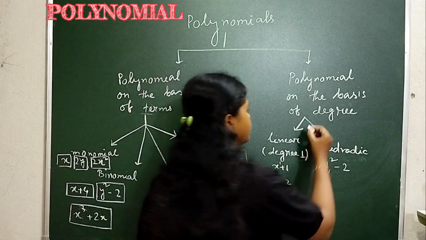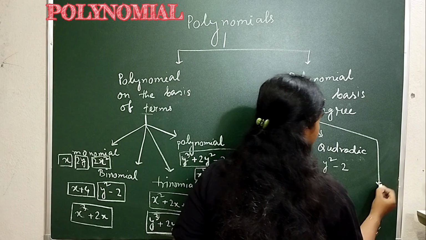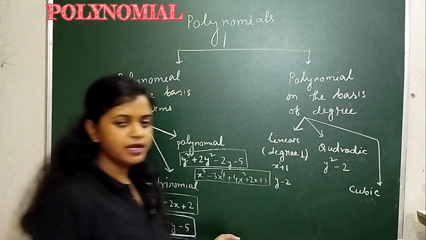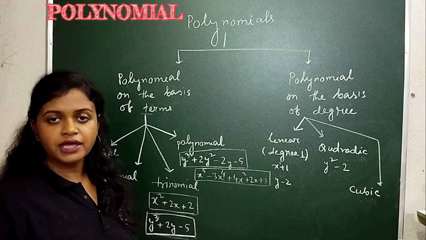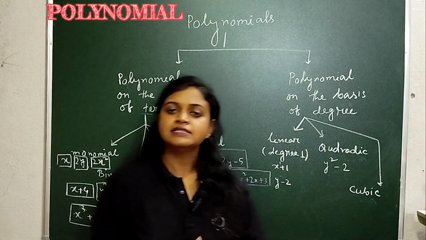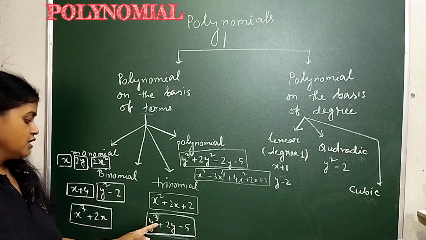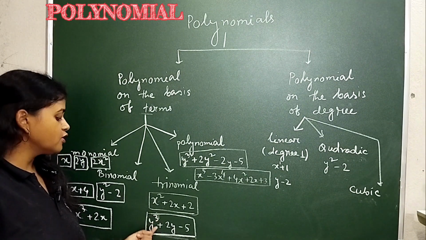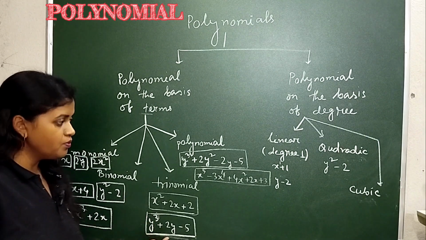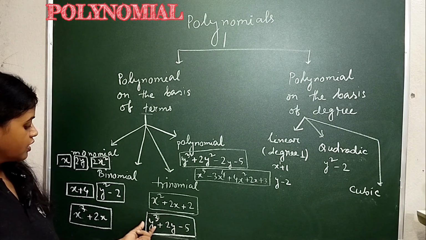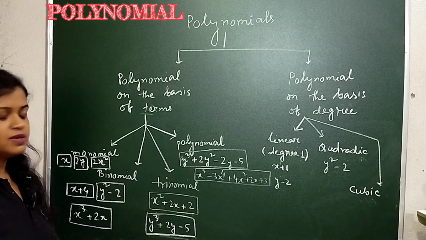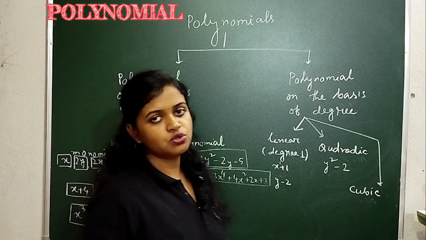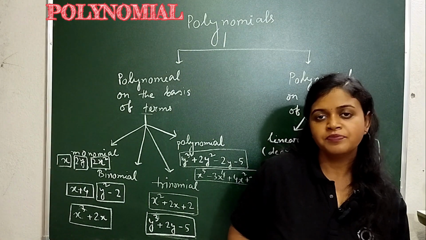Next comes the cubic polynomial. We say a polynomial is cubic when its degree is 3, like this one. Here the variable is y and the highest power of y is 3, so it is said to be a cubic polynomial. y cube plus 2y minus 5 is a cubic polynomial. So we understood the kinds of polynomials.